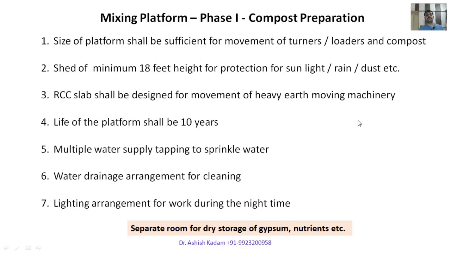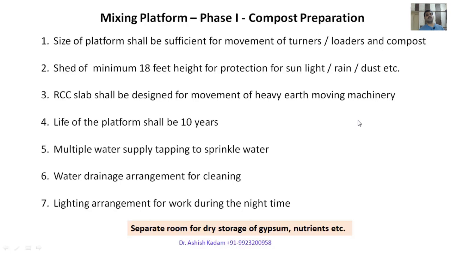Third is the RCC slab shall be designed for movement of heavy earth moving machinery. RCC slab should not get cracks after a certain period of time, so it should be designed through the right engineering. I would even recommend taking core samples of your land, of your earth, so that we can see the quality of the strata, and accordingly we can do the designing for this RCC slab, so that you will not have surprise cracks, crevices, holes in the slab.